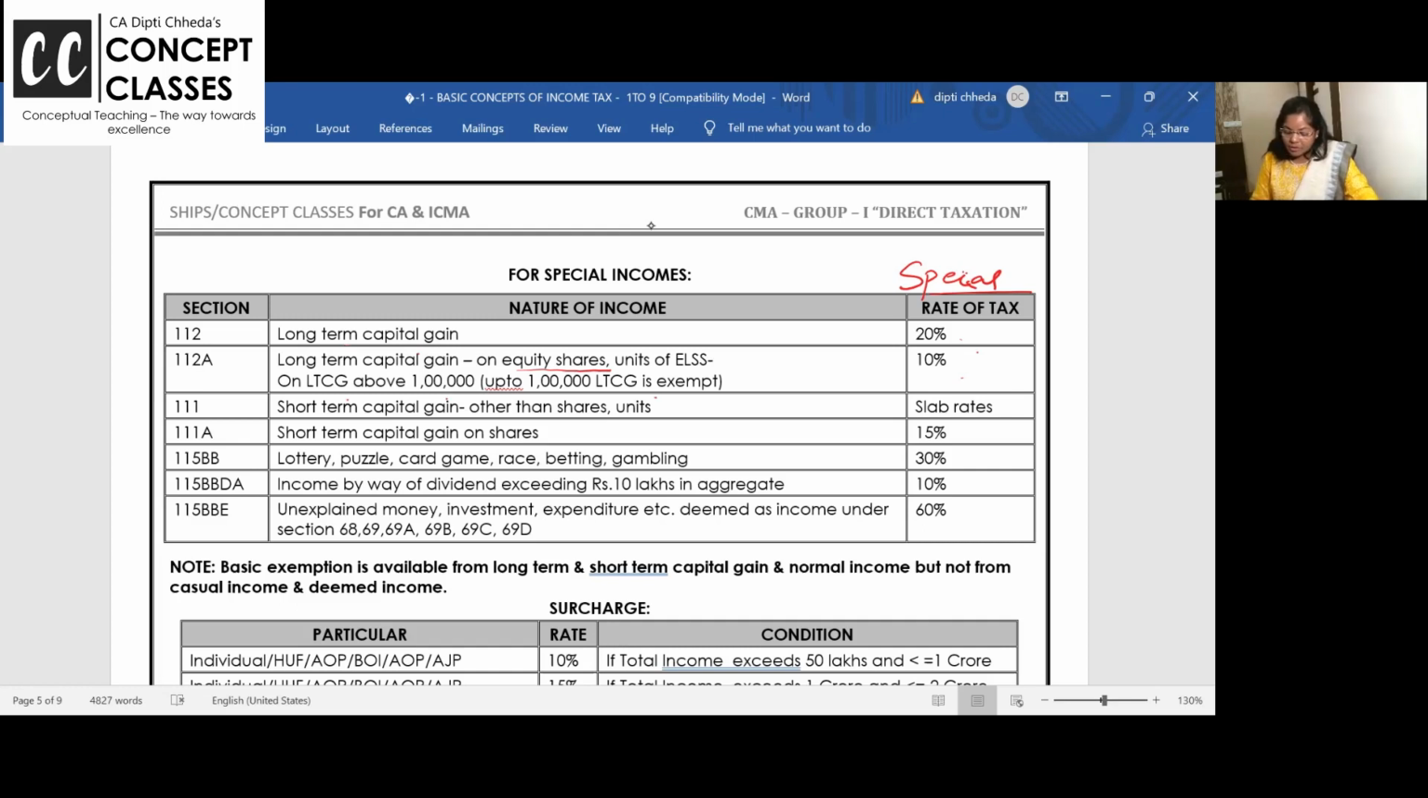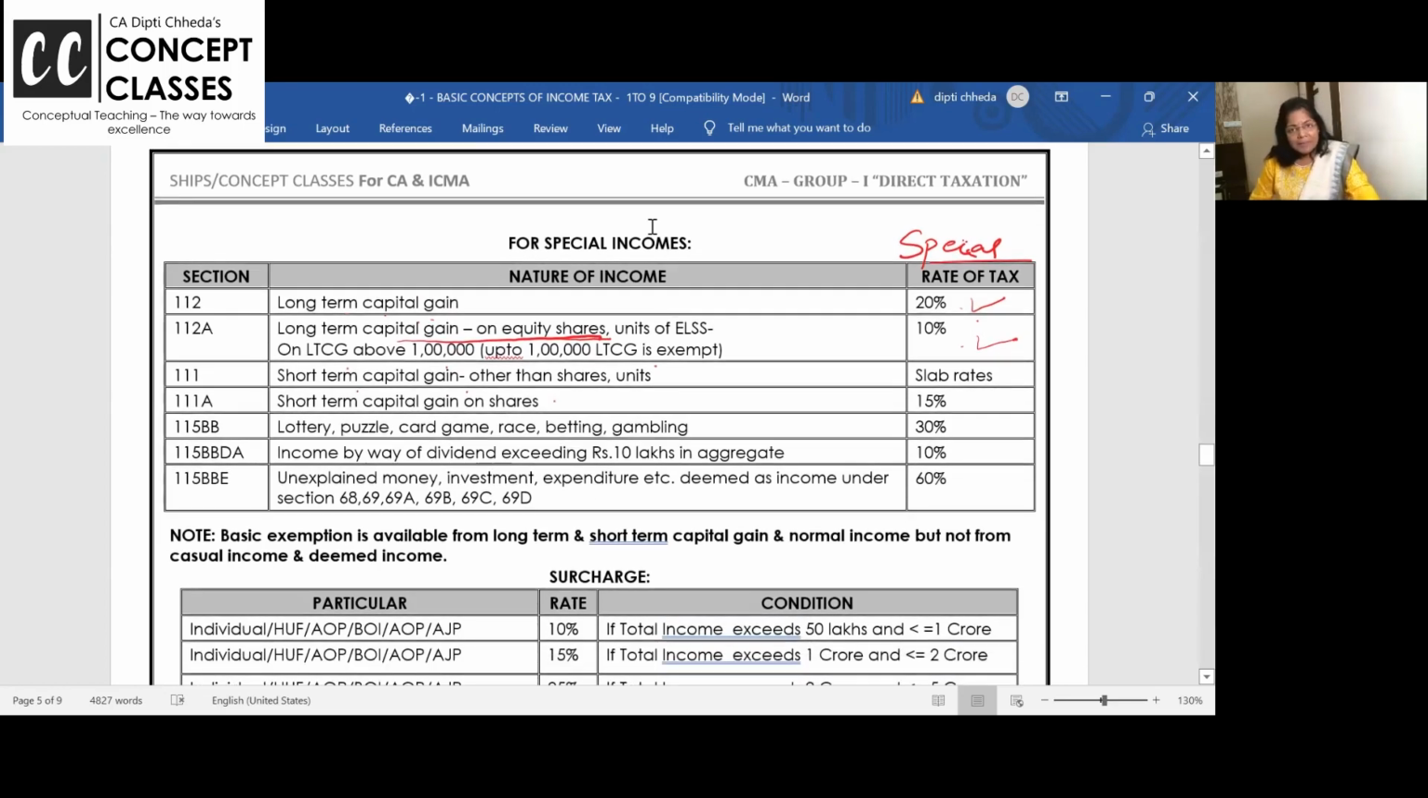Okay? So normal long-term capital gain, 20%. Long-term capital gain on equity shares, 10%. Short-term capital gain. Long-term, short-term, कैसे पता चलेगा? As of now, we are learning how to calculate tax. So it's clear. Slab rates, routine slab rates.